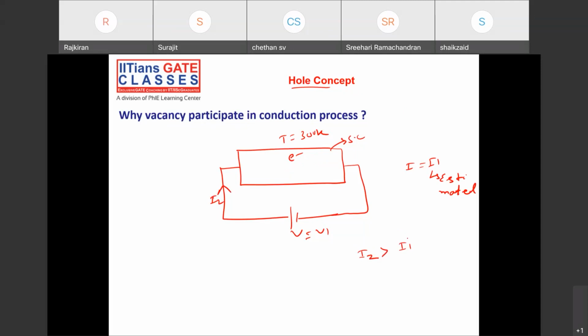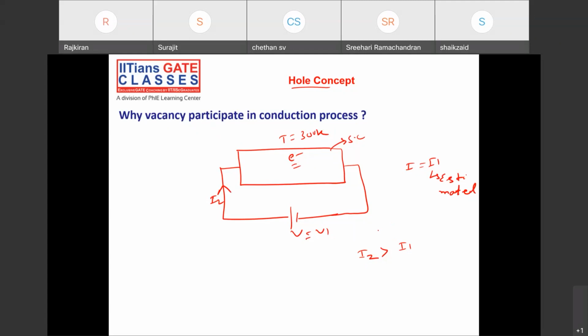So you have assumed only electrons are present and estimated some current I1. When you measure the current I2, it is greater than I1. So there is a current because of something else. If you estimate the current from the electron concentration alone, the measured current will be more than what you estimated. That extra current is called the movement of bounded electrons.